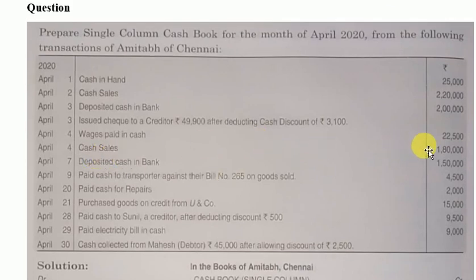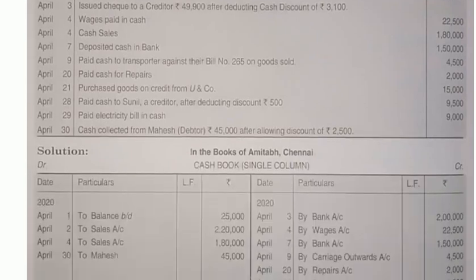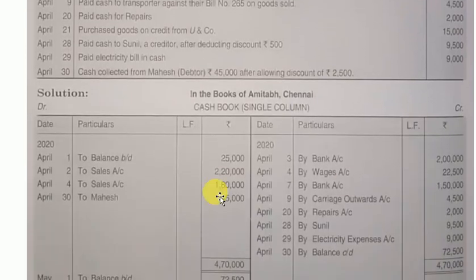Now proceed to the next transaction, that is cash sales. Cash sales worth rupees 1,80,000. So with cash sales, again we are receiving cash in our business. So this cash sales will be recorded on the debit side of the cash book. So again we'll record this transaction on the debit side, that is April 4th to sales account, that is 1,80,000.